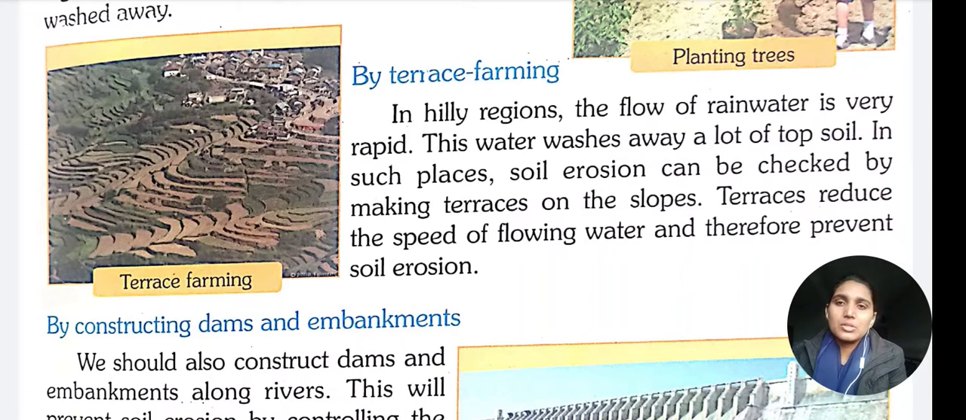In hilly region, the flow of rainwater is very rapid. What happened in the hilly region, in the mountain region where the mountains are present, the rainwater flows quite fast.